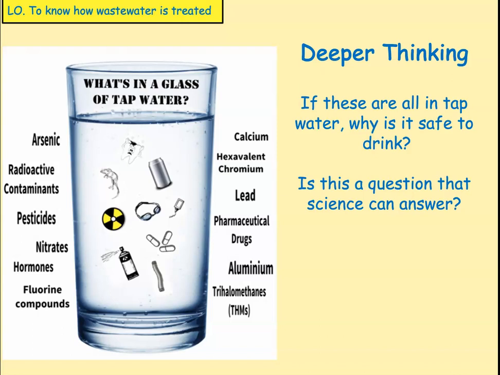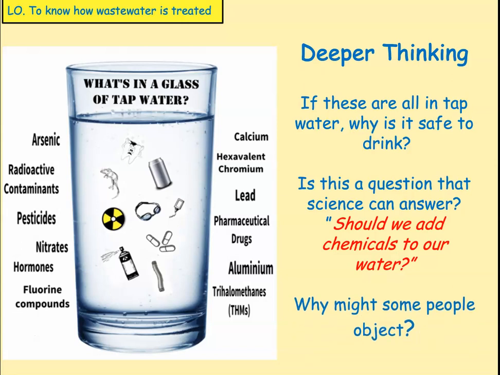Right, is this following a question that science can answer? Should we add chemicals to our water? We do add chemicals to our water to make it potable. Should we add them? Is that a scientific question? Right. The answer is no, it's not a scientific question. The reason it's not a scientific question is that everybody can have a different opinion. It's opinion. And a scientific question has to be something we can test with an experiment.